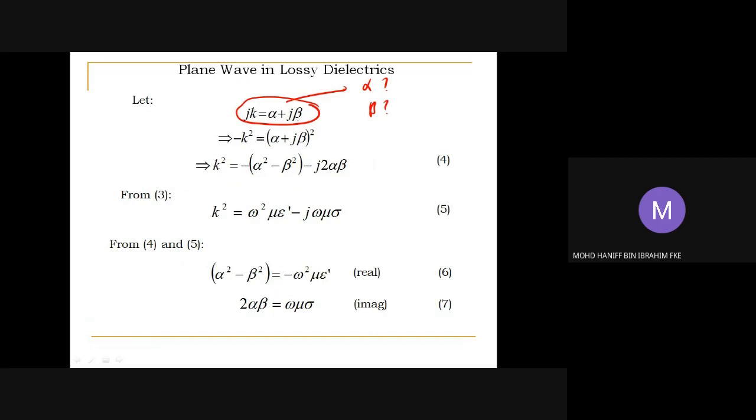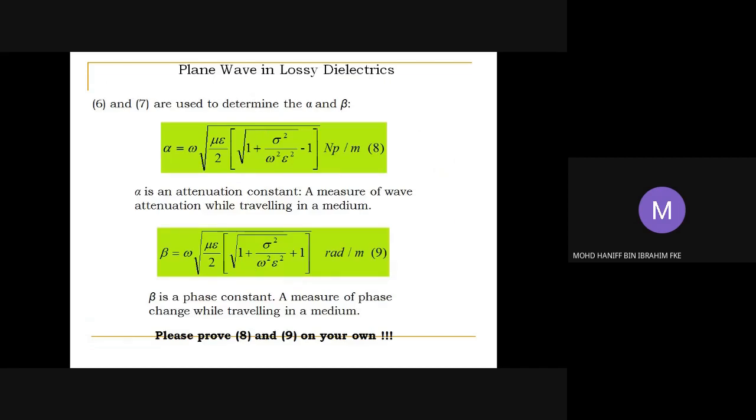I don't want to proceed with this derivation, so you can try it on your own. These are the steps: equation number 4, equation number 5, 6, and 7. I skipped this derivation and left it for you to derive on your own. The thing I want you to understand is that the complex k is now written in terms of alpha and beta. From the manipulation, finally we get alpha and beta in equation number 8 and equation number 9.